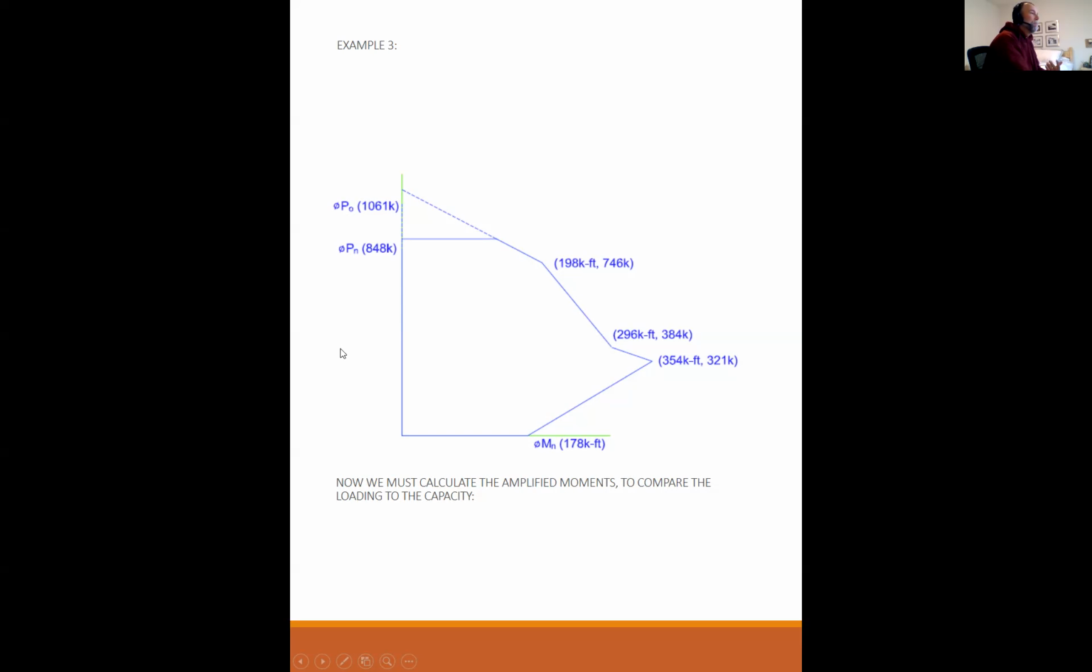And also remember, from a design perspective, from a procedural perspective, when we talk about slender columns, a column's slenderness does not change the diagram, okay? So a short column or a slender column or a braced column or a sway column, none of that changes this diagram.